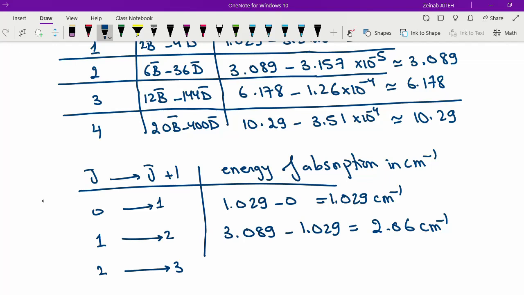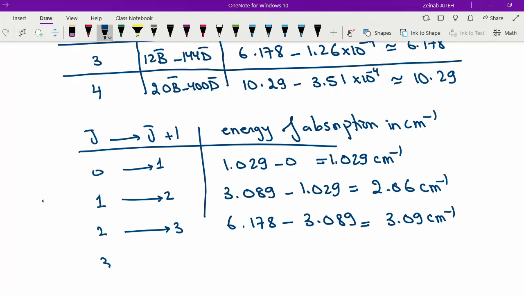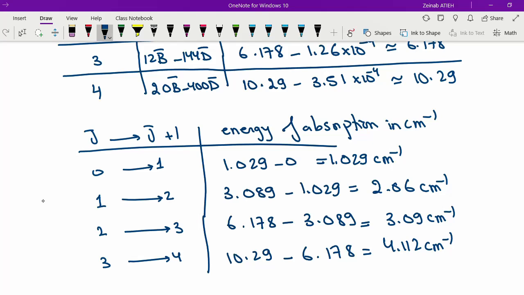From 2 to 3, we subtract 6.178 minus 3.089, and we will get 3.09 centimeter minus 1. And the last one, it's 3 from 4, it's equal to 10.29 minus 6.178, and we will get 4.112 centimeter minus 1. And you can see that we have found 4 energies of 4 lines in the absorption spectrum of this molecule.